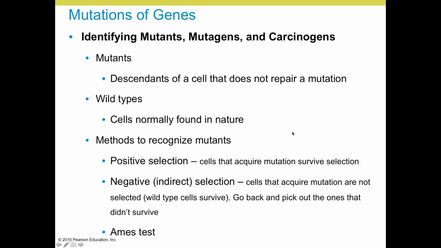Okay, mutants are the ones that are created as far as mutations. Your wild type is when you have a cell that is normal. And as for recognizing mutants, again, like I mentioned to you, it happens to be your DNA polymerases that recognize these mutants.